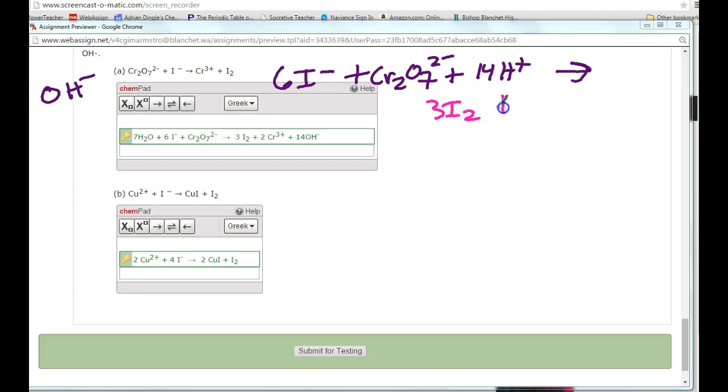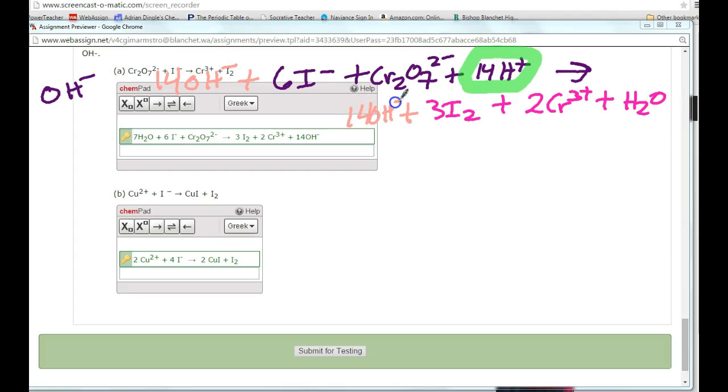3I2 plus 2Cr3 plus 7 waters. So we identify the H pluses. Here is my H plus. And I add equal number of OH minuses to both sides. So over here, I'm going to add OH minuses, and I'm going to add 14. And on this side, which is the right side, I'm also going to add 14 OH minuses. And what's going to happen is that 14 hydroxides with the 14 acids make 14 waters.